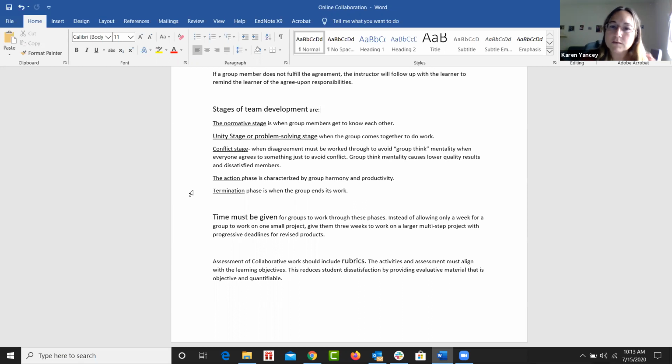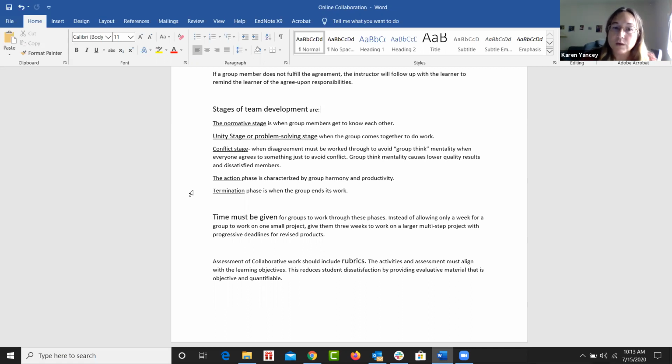But this is good because it avoids something called groupthink mentality, when everyone agrees to something just to avoid conflict. And that reduces the quality of the product. So groupthink mentality is something you want to discourage. It causes dissatisfied members, lower quality products. Having them go through a mild conflict stage and resolution stage helps increase the quality of the outcomes.